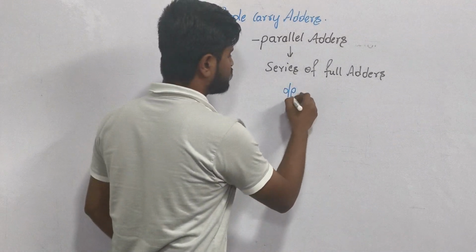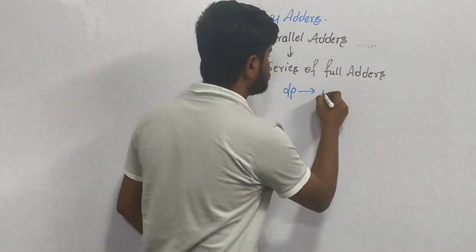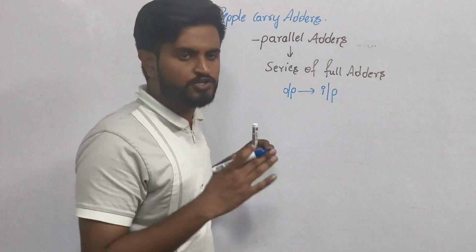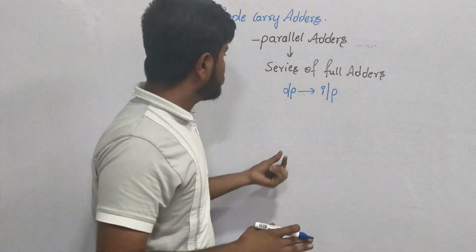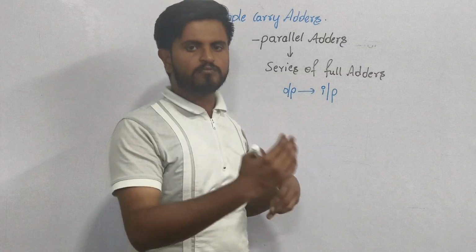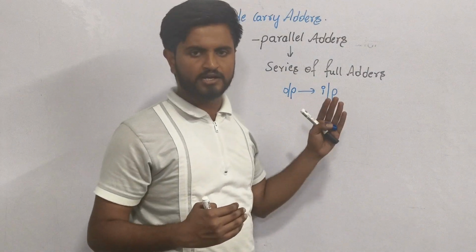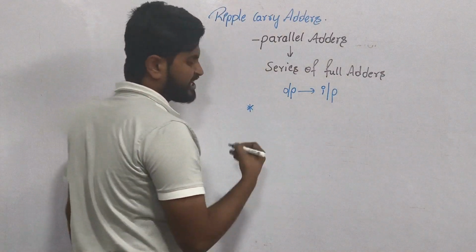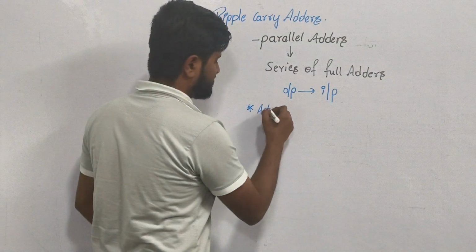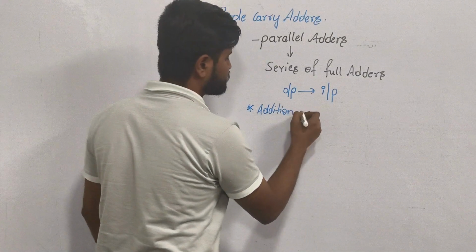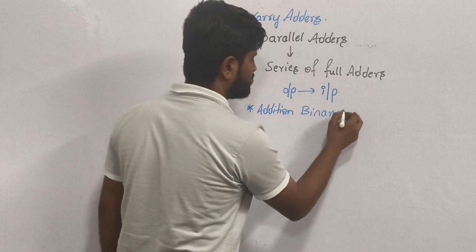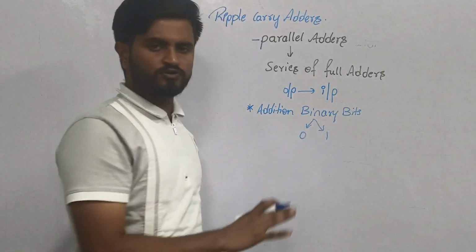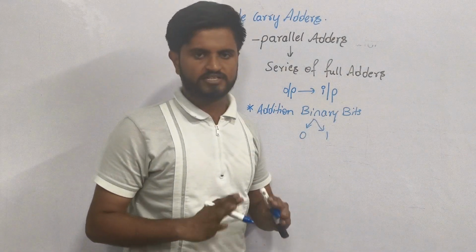Here, the output of one full adder will be acting as the input to the next, adjacent full adder. Now, these ripple carry adders we can use for adding binary bits. So what are binary bits? Binary bits means 0s and 1s. So they are used for the addition of zeros and ones, that is, the binary bits.